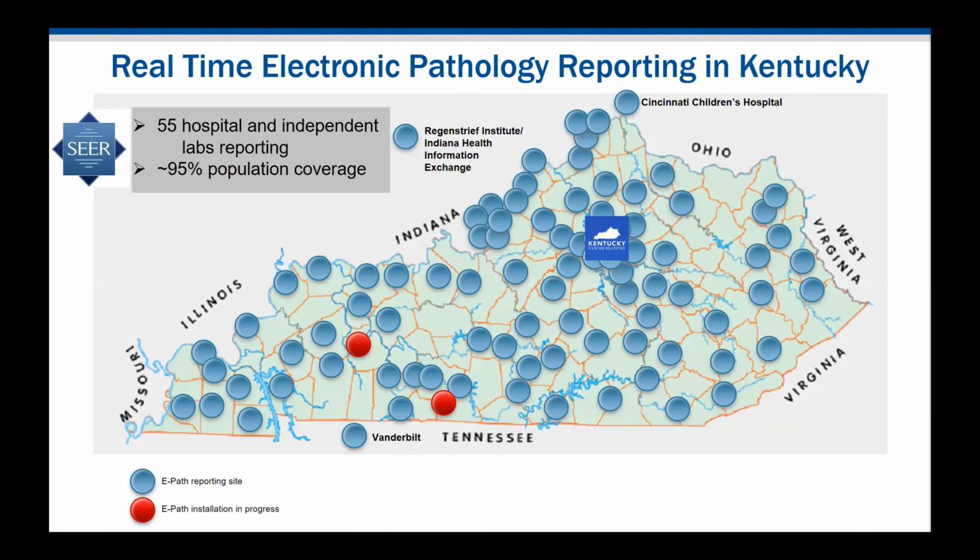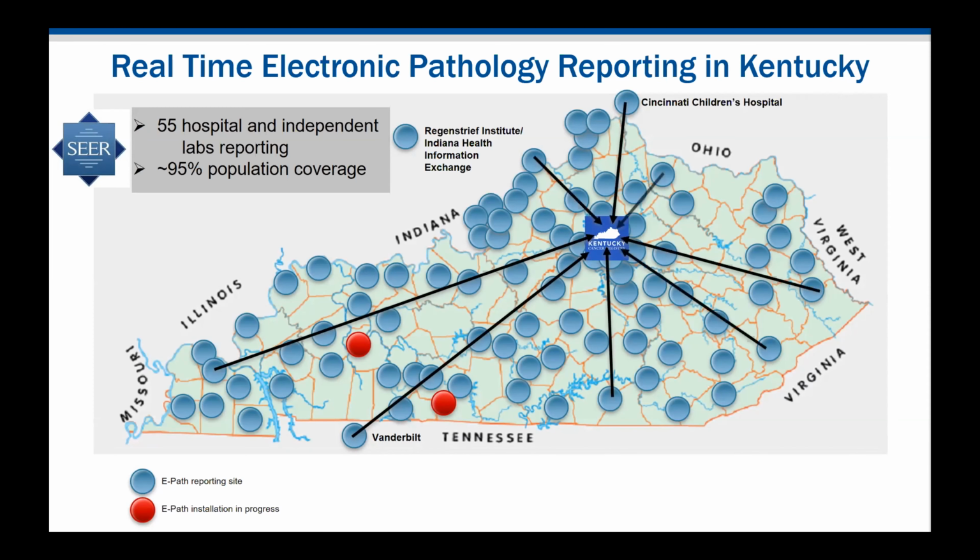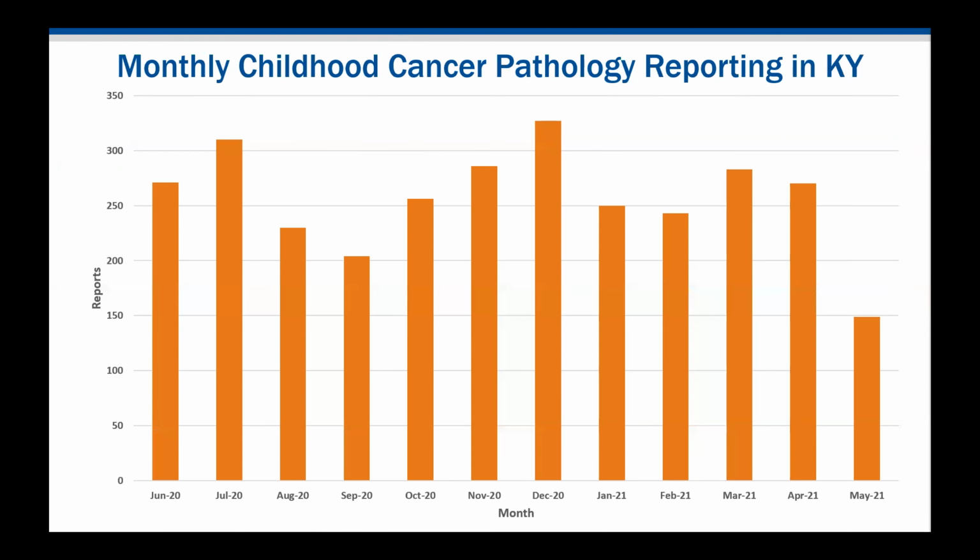An important infrastructure component that we spent many years developing was the ability to obtain electronic path reports from all pathology facilities who are seeing tissues from cancer patients in Kentucky. And this is actually a map of all those sites that are reporting data to us. So we have a population-based electronic path reporting system, which is really critical for this work.